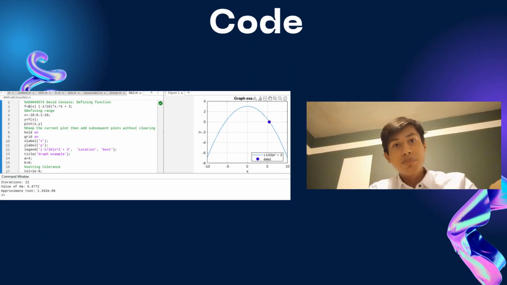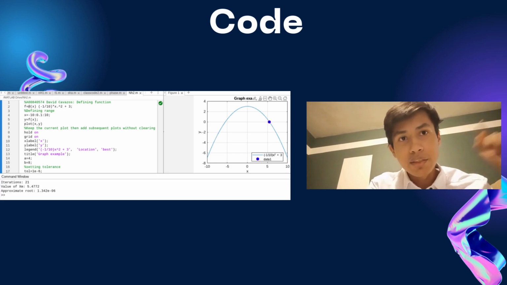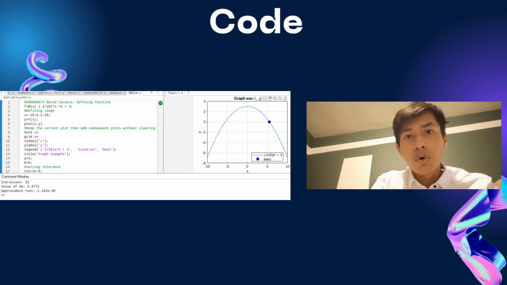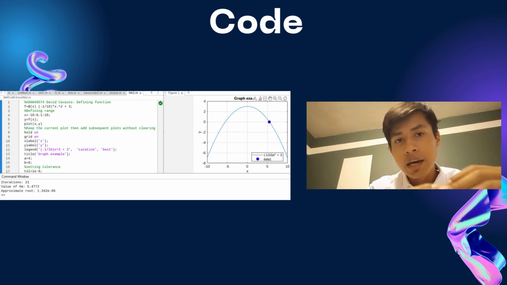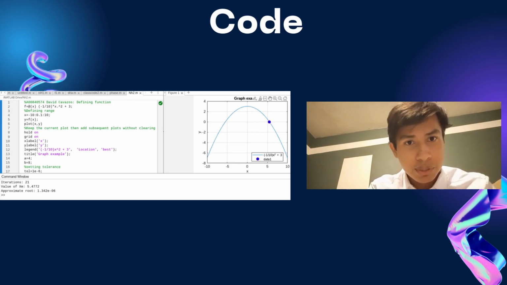Here we have an example done in MATLAB. As we can see, first we define the function, then we have to define a range. Next, we have to hold the current plot and add subsequent plots. Now we add the grid, the axis, and the title of the graph.